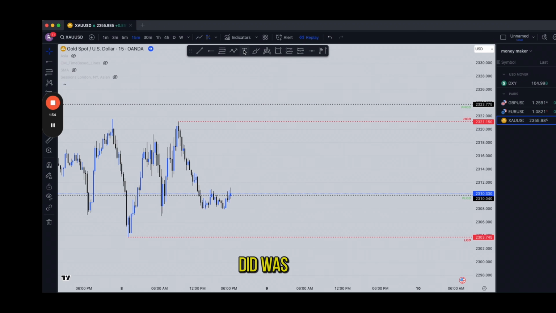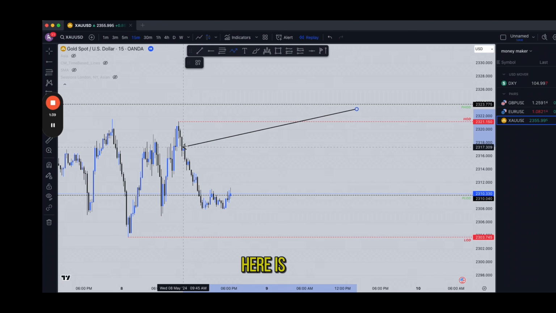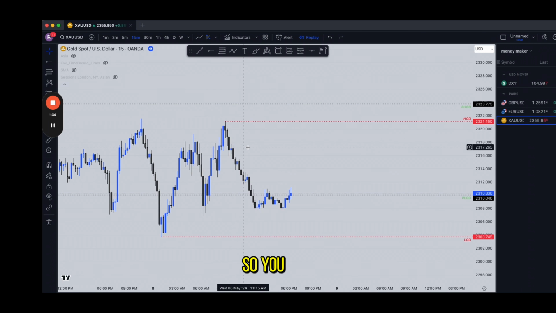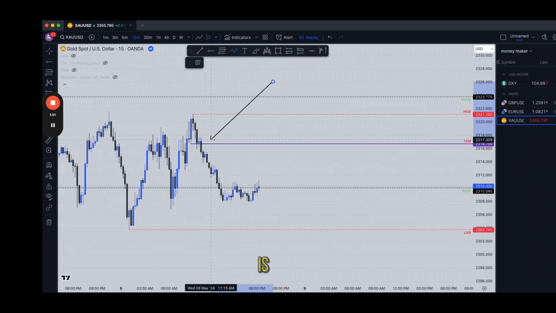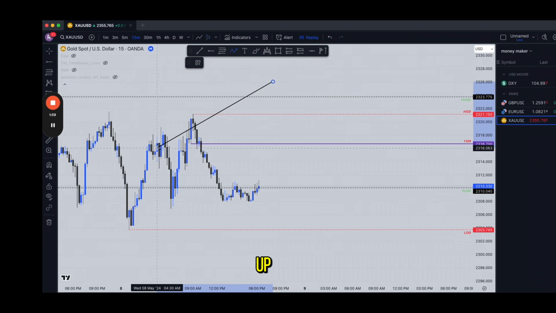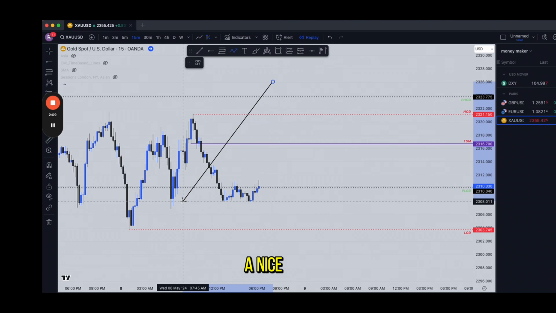The next thing I did was I could see that this fat supply, this whole push down, there's a bunch of supplies up here, and I guarantee you there's some unmitigated. You can see on the M15, this one here was already mitigated. What I mean by that is this supply was already tapped into. What you want from a supply, or if you're looking for demand from the push up, is a zone that has an imbalance, it's untapped, it's unmitigated, which makes it a very valid zone for the banks and the institutions to push price into, and it gives you a nice buy or sell zone.